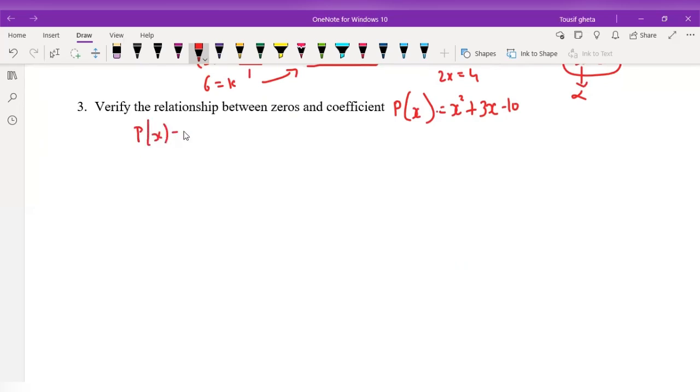P of x is equal to x square plus 3x minus 10. First, let us find out the roots. How to find the roots? By separating the middle term. So by sum we have to get 3 and by product we have to get minus 10.